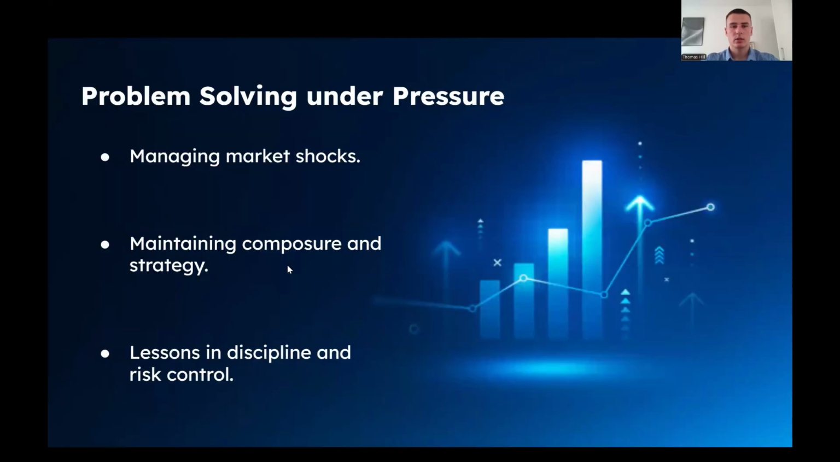The simulation also developed resilience and composure under stress. When the market experienced sudden shocks, the participant had to remain disciplined, applying logical rules rather than emotional reactions. Managing losses required recalibrating spreads, controlling exposure, and accepting temporary setbacks without abandoning the overall strategy.